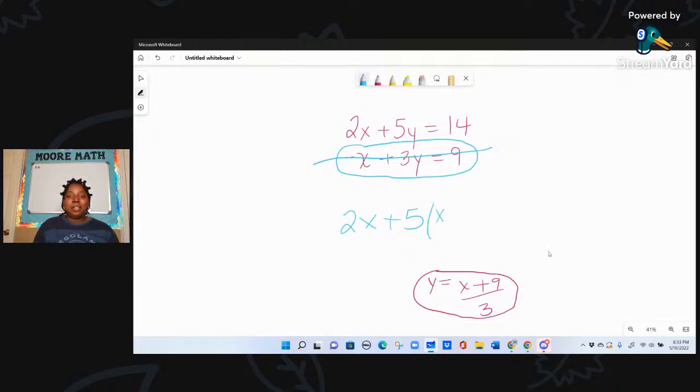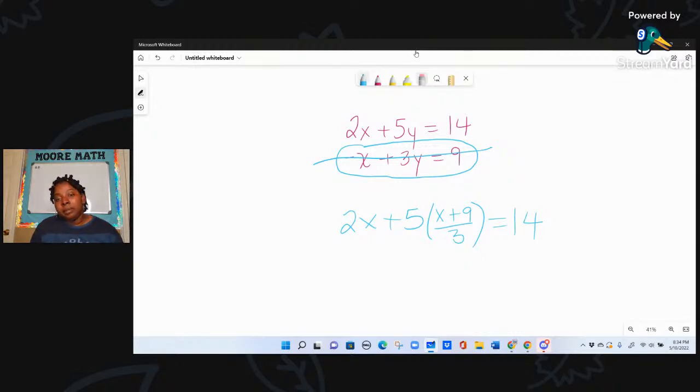X plus 9 divided by 3. I know it looks really ugly right now, but don't worry. All we did was solve for y with this second equation, and now we're going to plug in what we got for y in the first equation. It could be that I used some ugly numbers, so let me see if I can come up with some prettier numbers so that this doesn't look so scary.